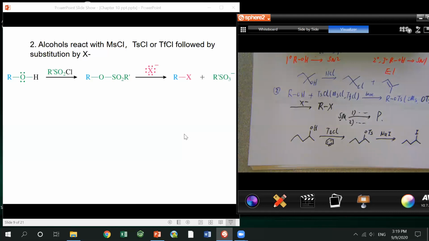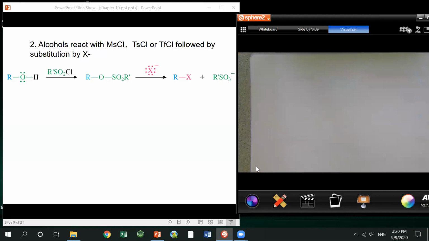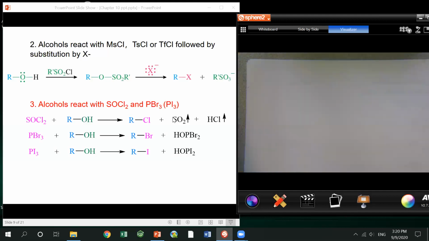Pretty straightforward reaction, but the only problem is you have to do two steps. So a little bit boring. Sometimes you don't even need to isolate the intermediate. Sometimes you have to isolate. So is there any easier way to do this reaction? Answer is yes. So that's where we come to the third way to prepare alkyl halide.